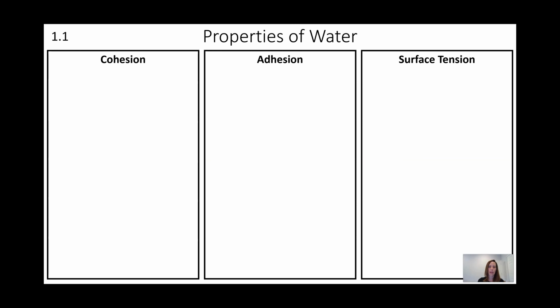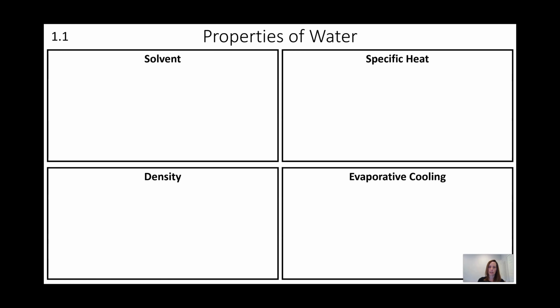All right, so now we have some more drawing. I want you to draw out some properties of water. I want you to draw out cohesion, adhesion, and surface tension, and then on the next slide I want you to draw what it means to be a solvent, what specific heat is, what density is, especially as it applies to water, and what evaporative cooling is.